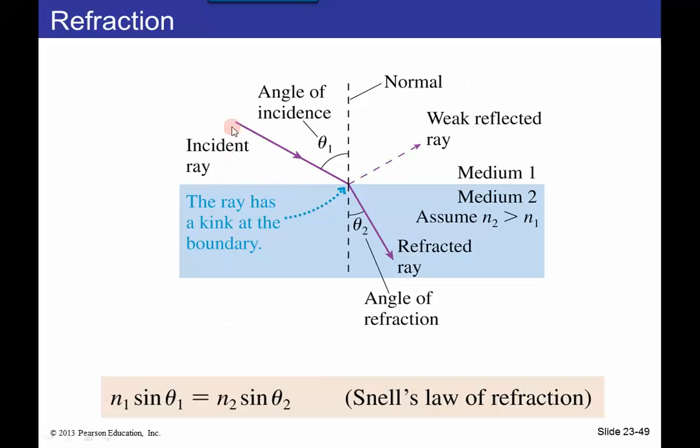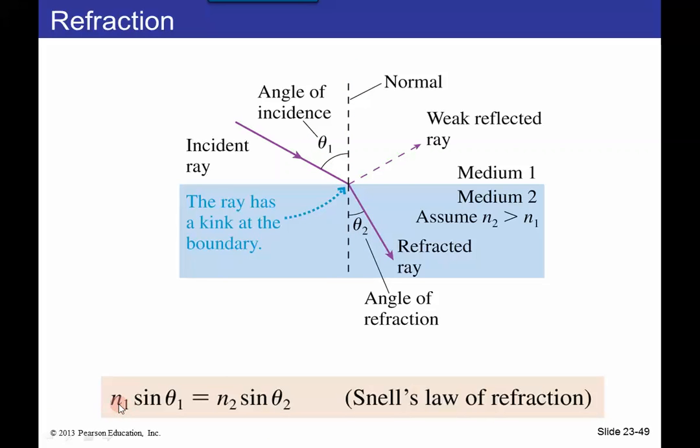Basically, if this is your incident ray and this is your normal, then this is the angle of incidence. Then what's going to happen is the refracted ray, this one here, makes this angle theta 2 with the normal again. And these two angles, theta 1 and theta 2, are related by this equation.